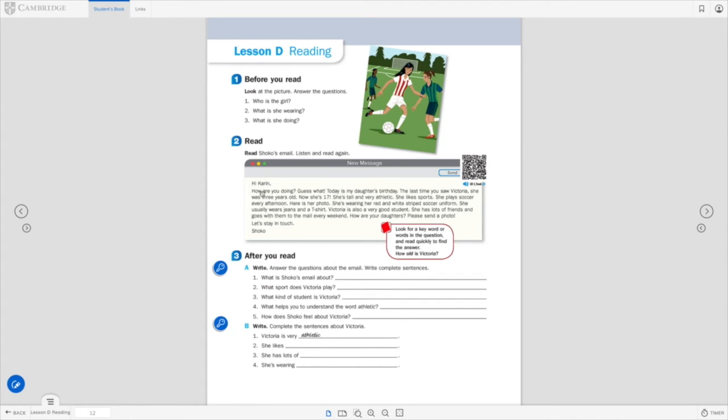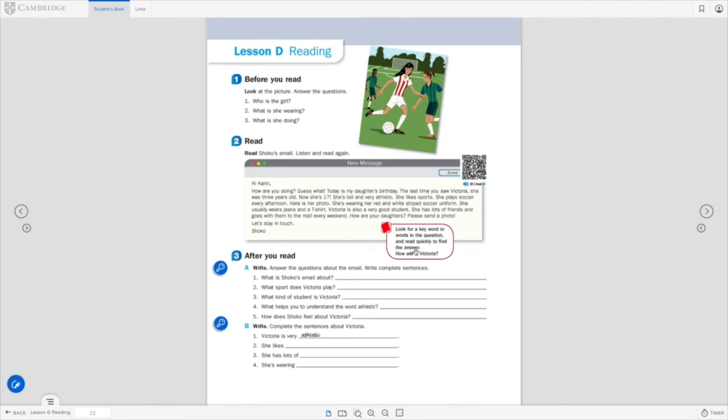So if we look here very quickly, we skim. Skim means reading very quickly. Old, we see the word old right here. And we see now she's 17. So now we can answer, how old is Victoria? She's 17 years old. And we were able to get that information very quickly because we used the key word old.